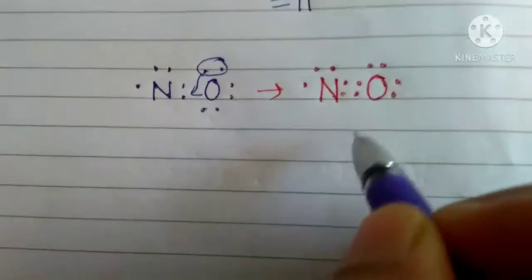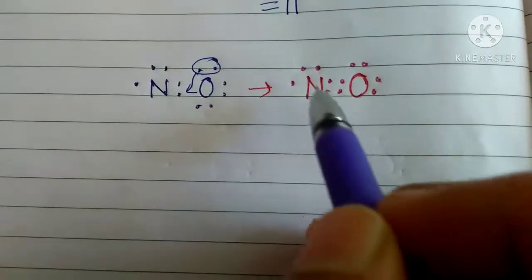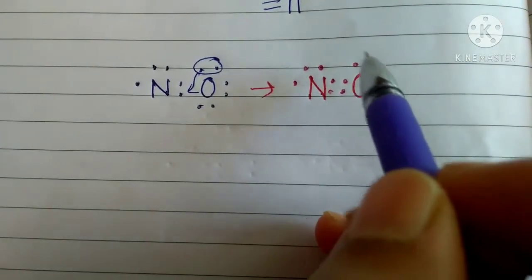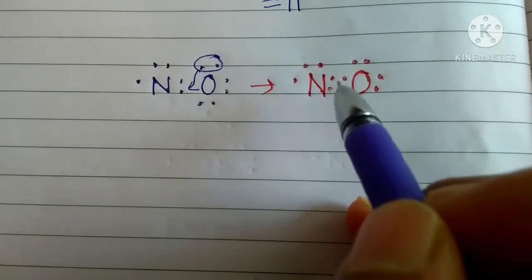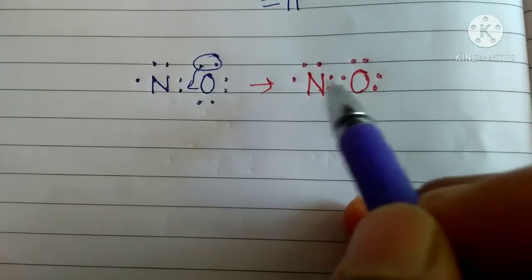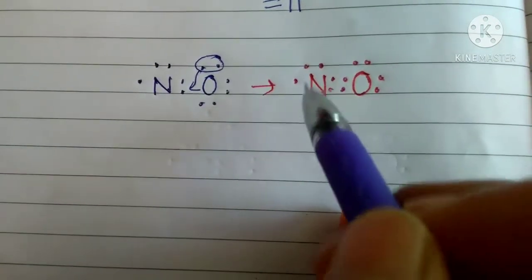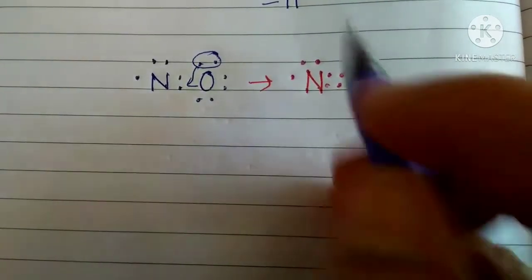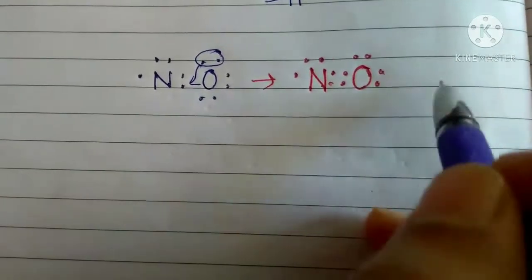So now you see the electrons around nitrogen are 1 2 3 4 5 6 7. If again we transfer one lone pair of electrons from oxygen to here as a bonding pair, the number of electrons around nitrogen will be more than 8, meaning 9, which is not possible. So this will be the preferable structure.